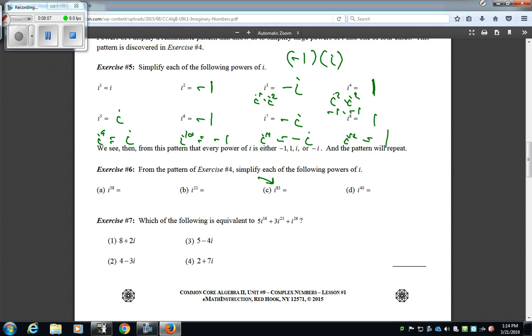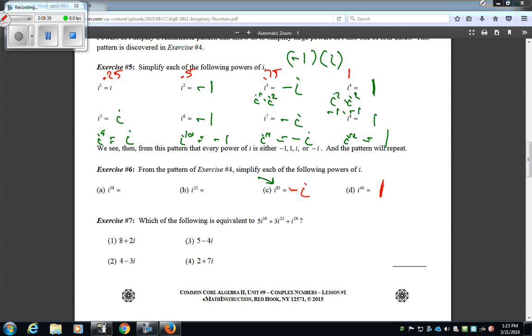Well, if I take each of these exponents and divide them by 4, because there's 4 possibilities, there's 0.25, 0.5, 0.75, and then the whole number, 1. Well, we just got 20.75, which means that in the cycle, this is going to be equal to negative i. And if I took, let's say, 40 and divided it by 4, I'd get 10, which is a whole number. So this means i to the 40 would be equal to positive 1.